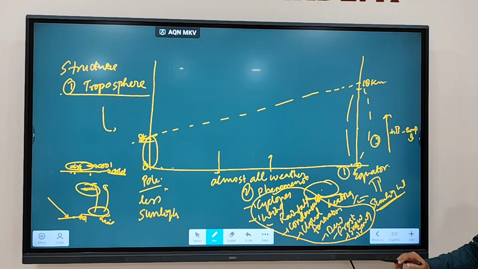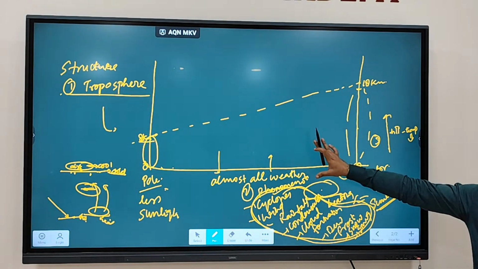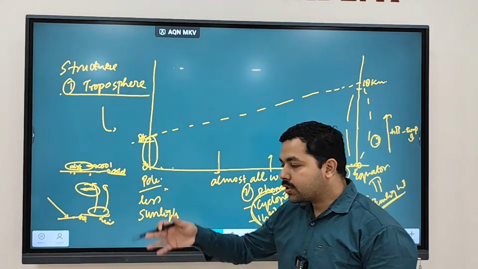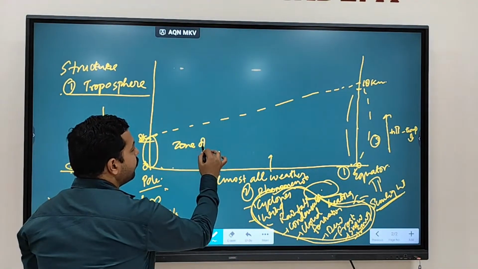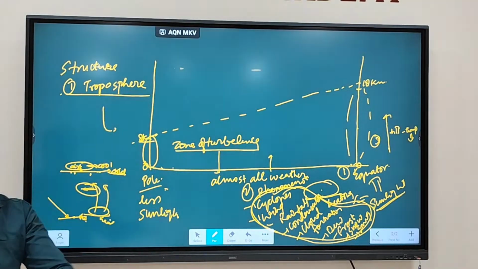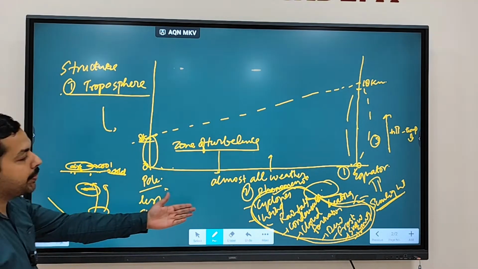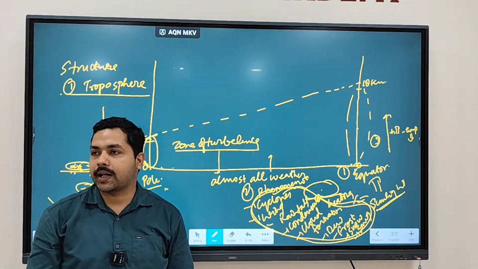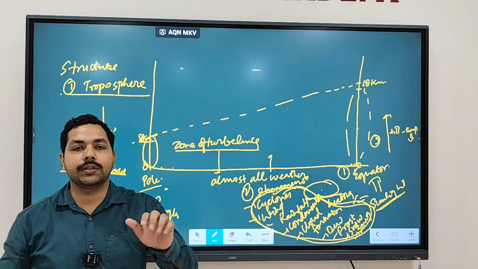Fine. Another important thing: we discussed that all these phenomena take place in the troposphere. Because of this, the troposphere is a zone of turbulence. A lot of turbulence, convection, and movement happens in this layer. Clear? Because all these phenomena are happening: cyclones are happening, wind is moving, clouds are forming, rainfall is happening. So that's why this is a zone of turbulence. Convection is always happening in this particular zone.